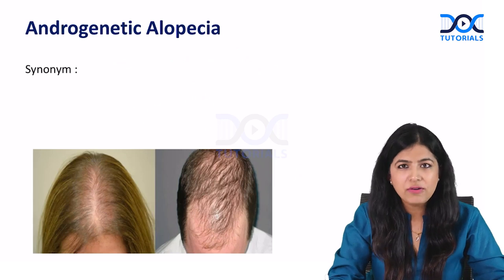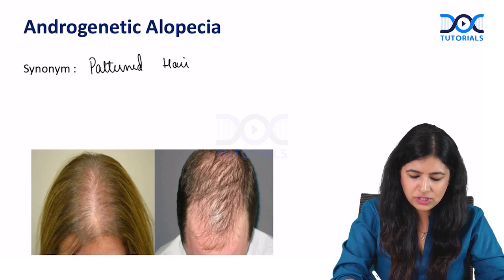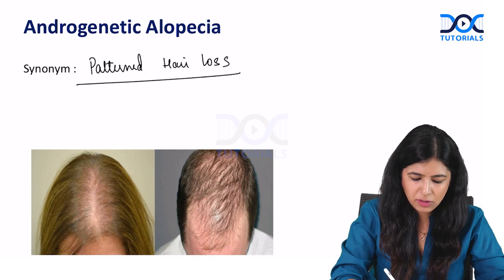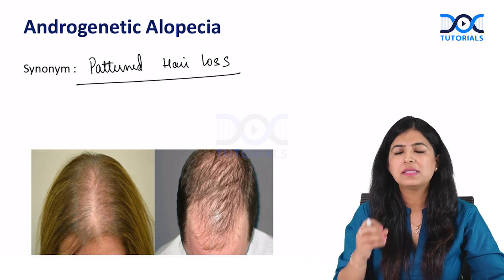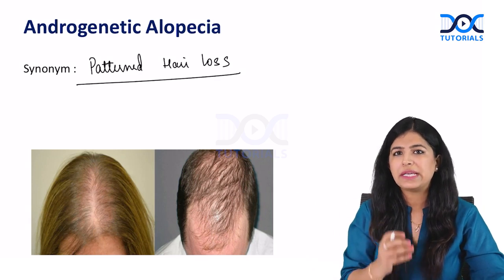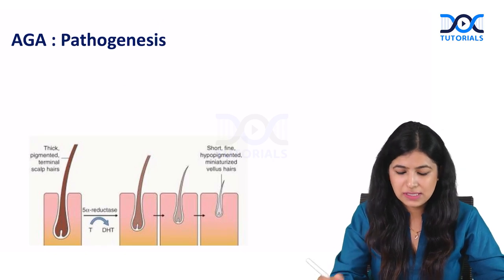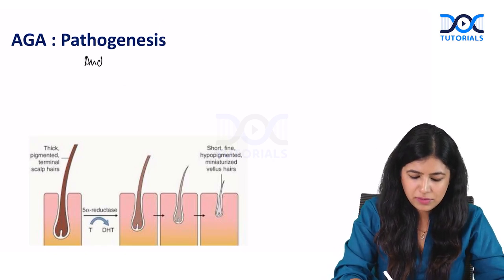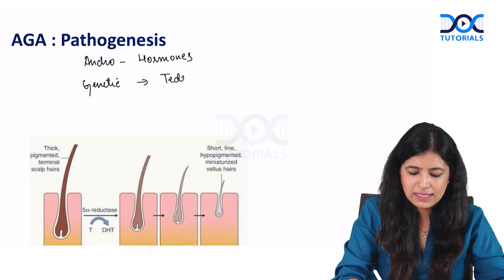So now coming to androgenic alopecia, which is also called patterned hair loss. So as we just saw, this is a patterned hair loss, means the hair loss begins and progresses in a characteristic distribution in both men and women. What is the pathogenesis? Now, andro means hormones, and the genetic means there is a genetic tendency.